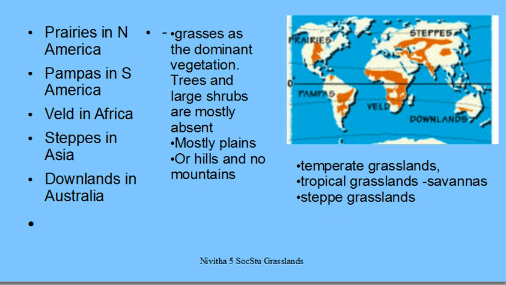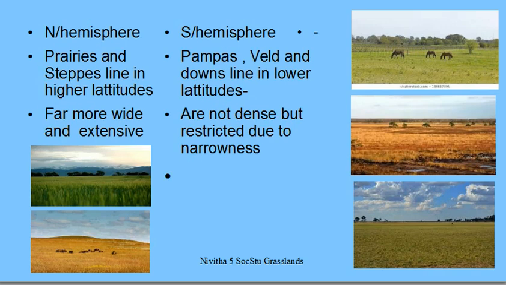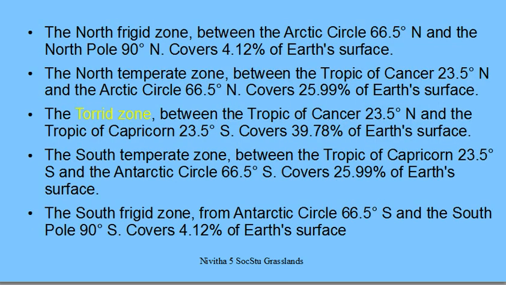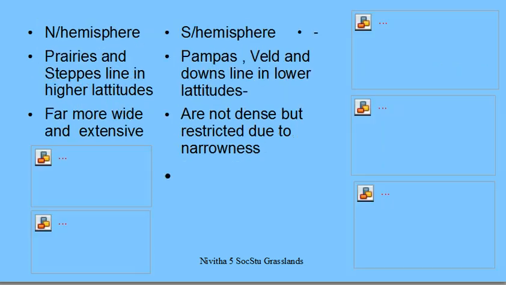Now let us look more in detail at each of these. In the northern hemisphere, you have the prairies and the steppes. These are in the higher latitudes. By higher latitudes, what we mean is not closer to the equator but far from the equator, here and here. So they are not near 0 degrees, the equator, but nearer to 66 degrees and beyond 23.5 degrees. Why? Because the region itself starts from 23.5 or 25 and goes up to 66 degrees on either side.